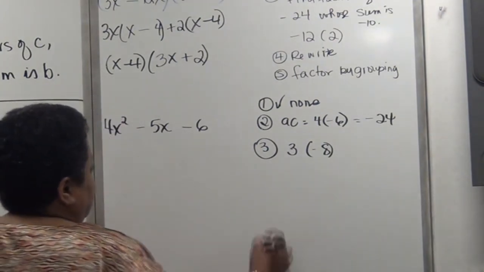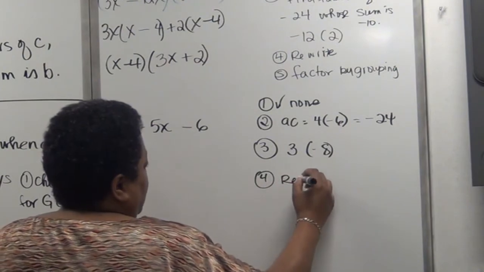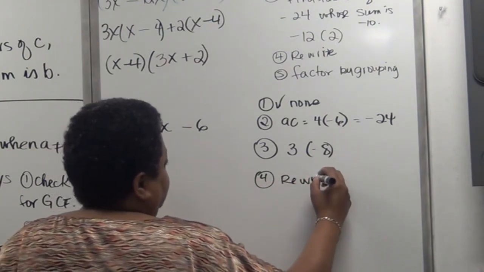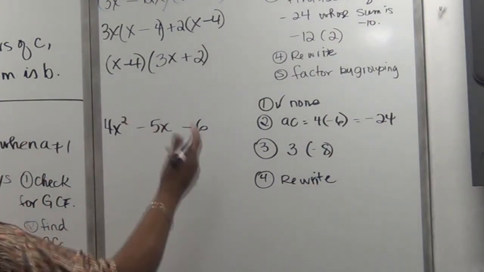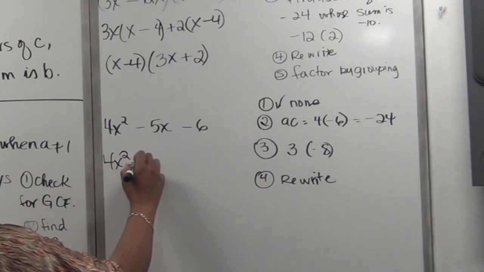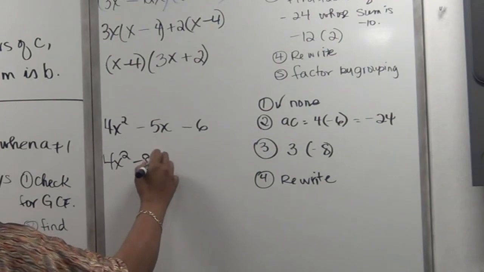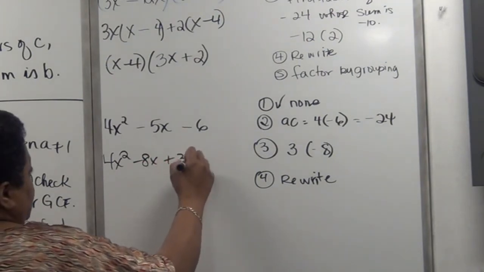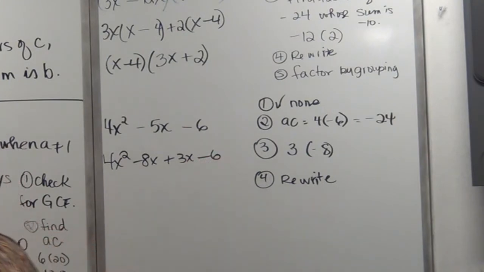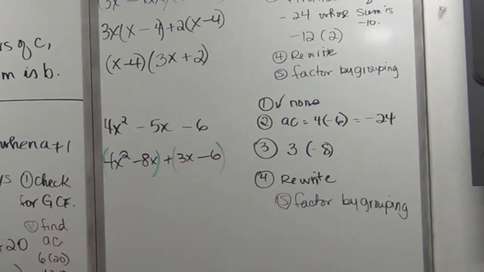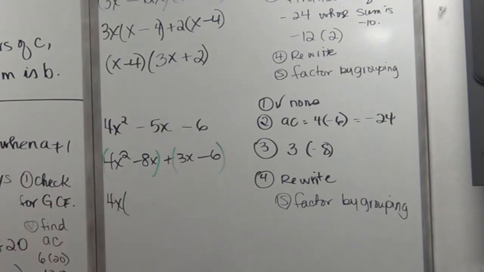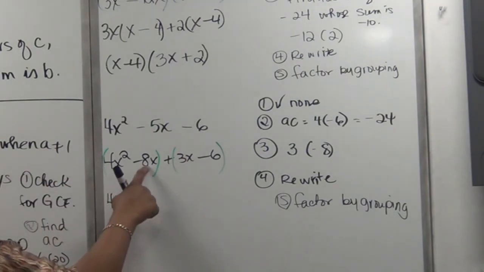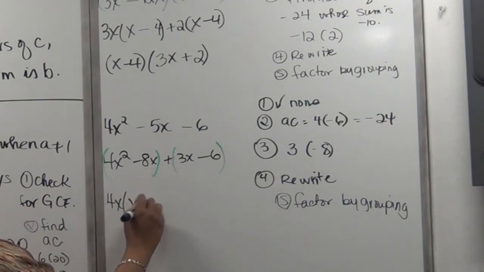All right, now step 4, we have to rewrite. So let's rewrite it: 4x squared minus 8x plus 3x minus 6. So what's common in the first group? 4x. Times what gives you this? x. Times what gives you this? Negative 2.